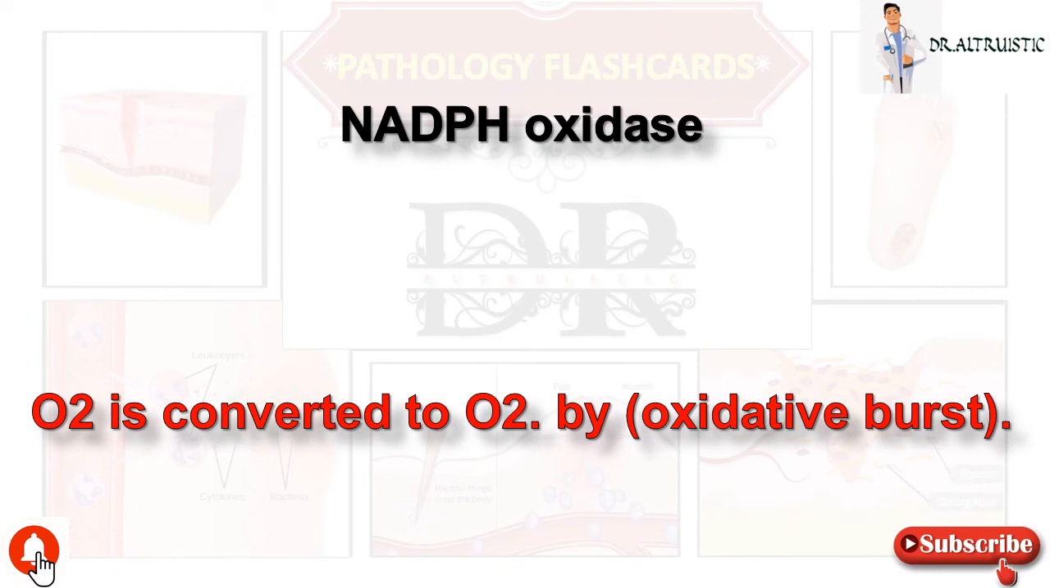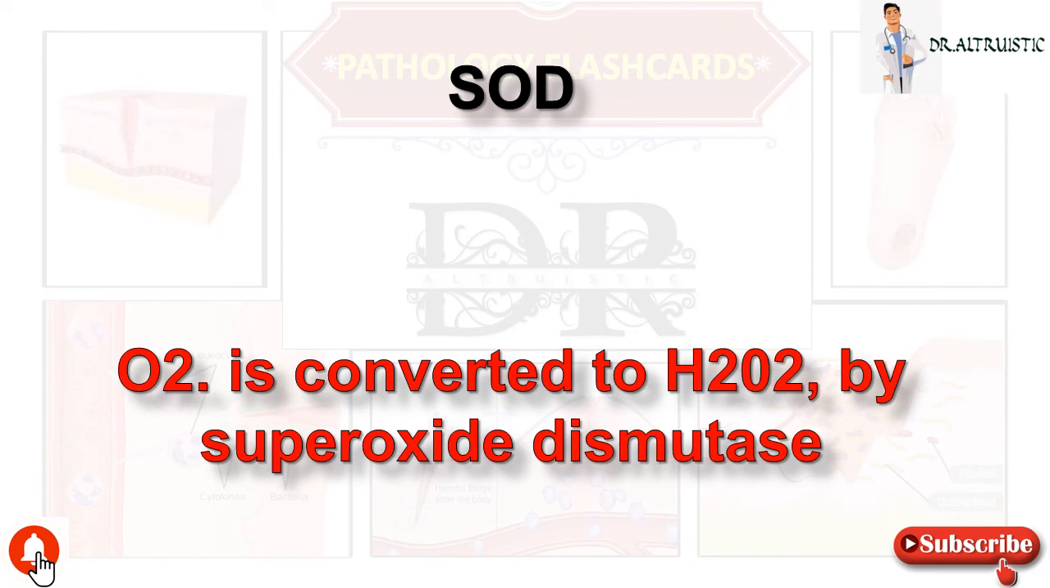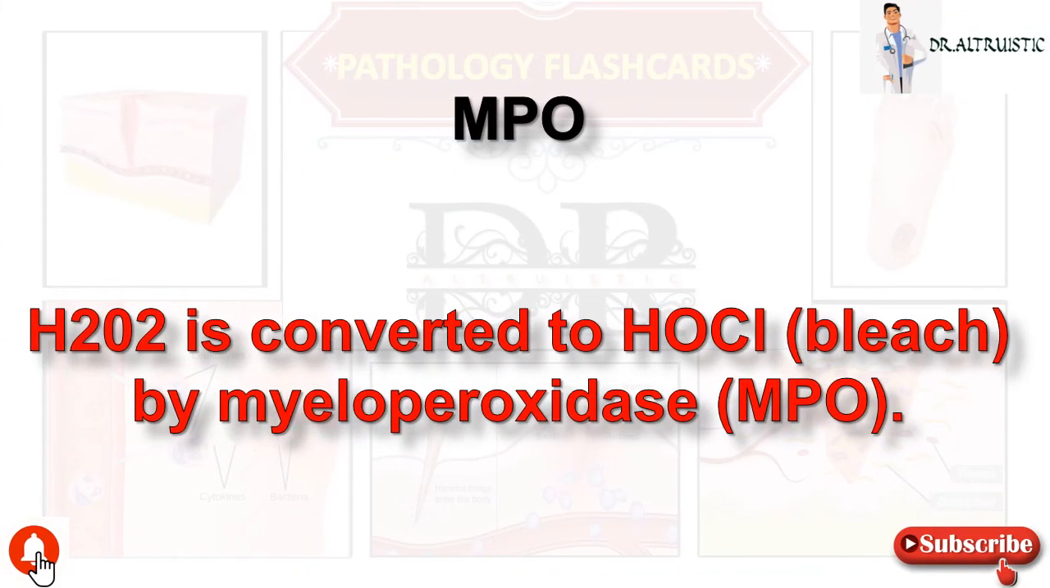NADPH oxidase. O2 is converted to superoxide, O2 minus, by oxidative burst. SOD. O2 minus is converted to H2O2 by superoxide dismutase. MPO. H2O2 is converted to hypochlorite bleach by myeloperoxidase, MPO.